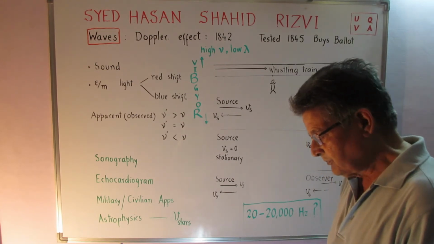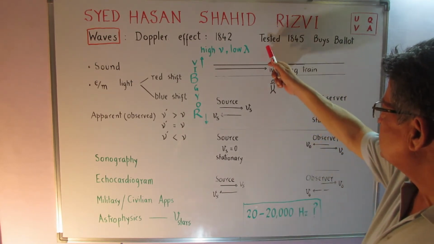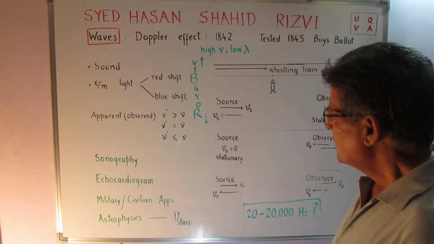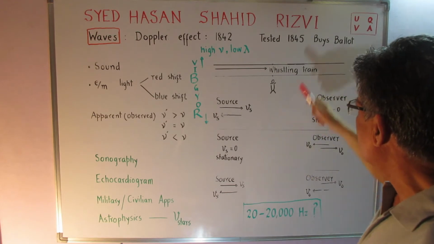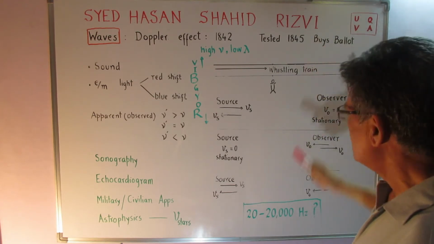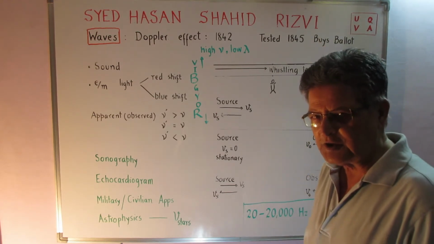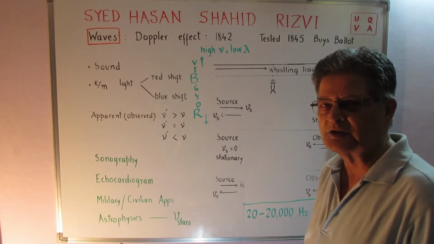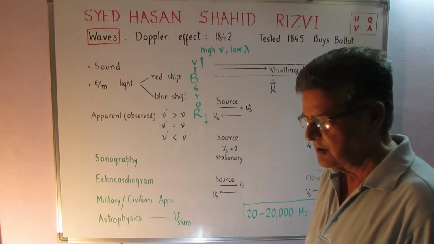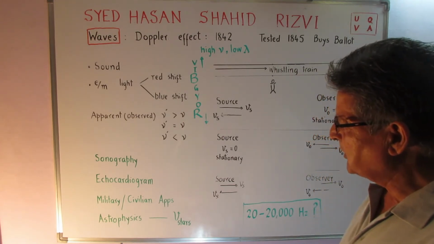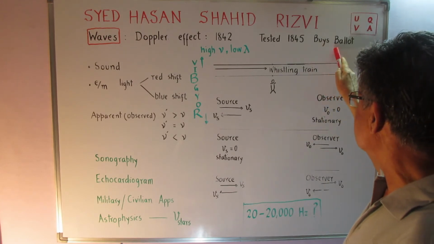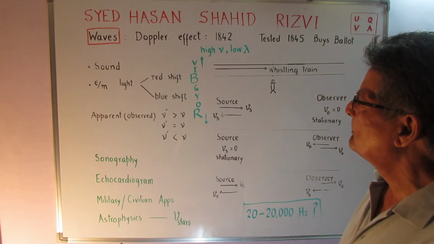Well, it was tested in 1845 vigorously by a person whose name was very interesting, Buys Ballot. Like in the Indian system, we buy ballots by giving money and other perks to people, etc. His name is Buys Ballot.